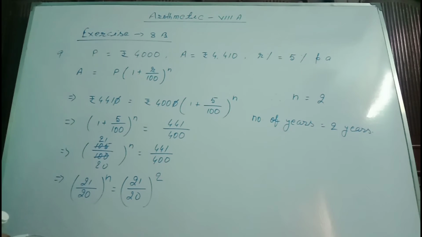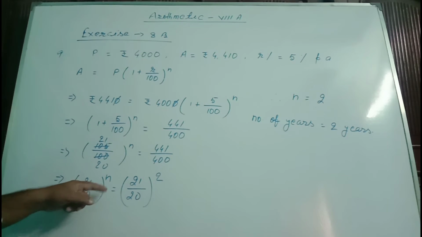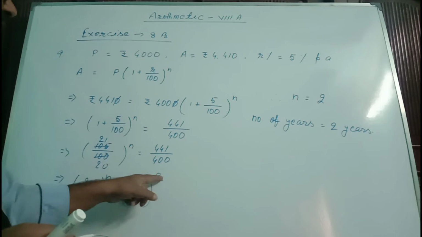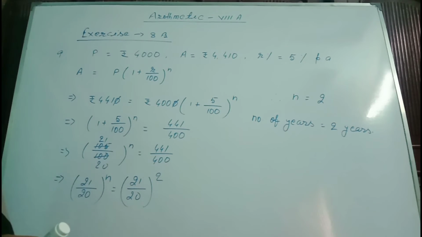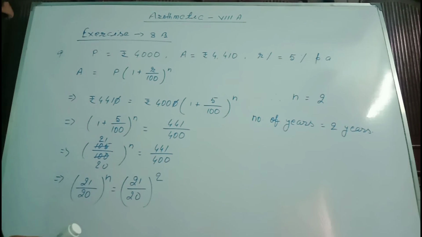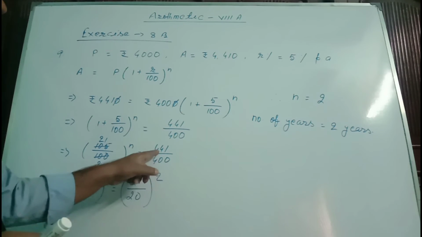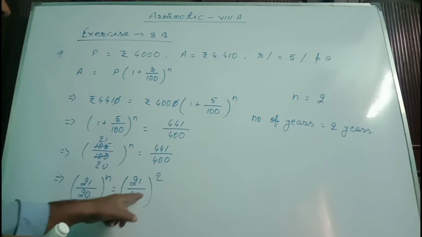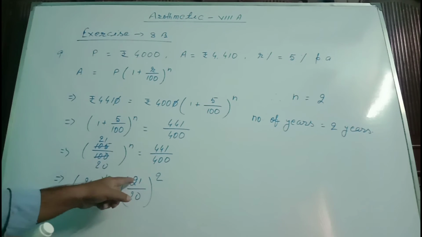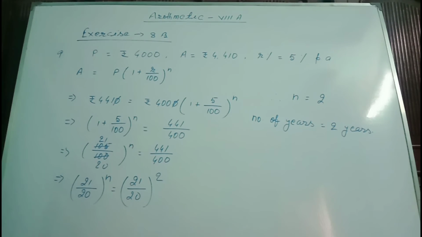These two are divisible by 5, 5 2s are 10, 5 1s are 5, and 5 into 20 is 100. So this became 21 by 20 to the power n, and this side we can write 21 square by 20 square. 21 square means 441, and 20 square means 400. So we wrote this as 21 by 20 whole square. If you multiply 21 two times you will get 441. If you multiply 20 two times you will get 400. So we can write 441 by 400 as 21 by 20 whole square.